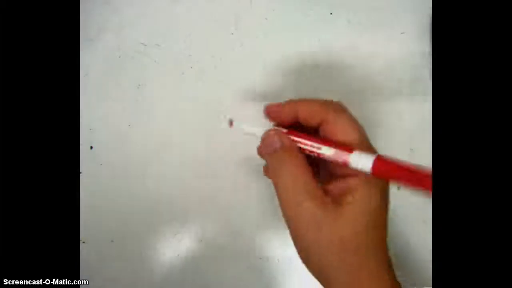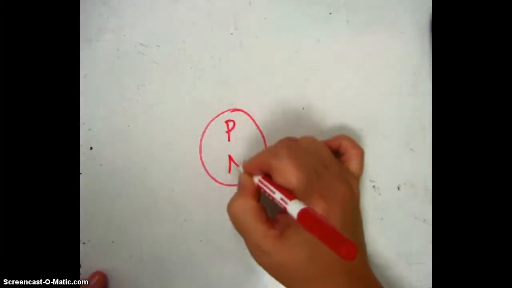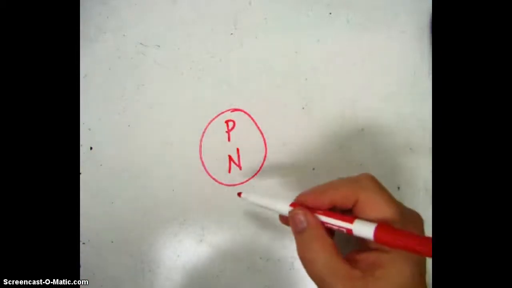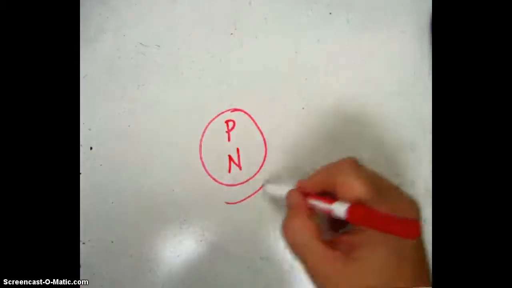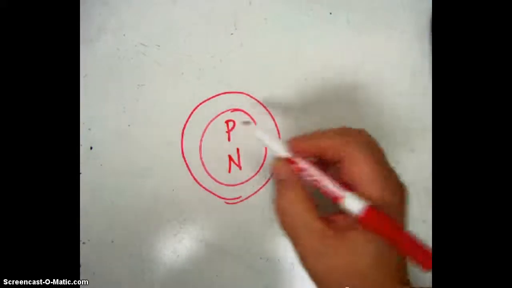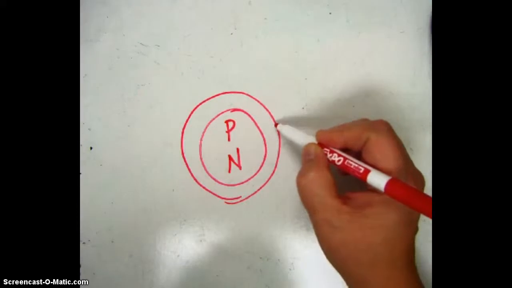Okay, so what we need to remember about today is that the atom contains protons and neutrons in the nucleus, and the electrons are contained in shells outside of the nucleus. Now, in a neutral atom, the number of protons, neutrons, and electrons will be equal.